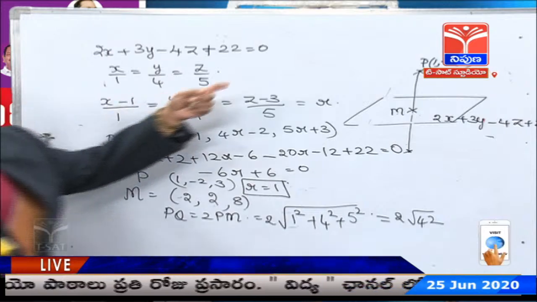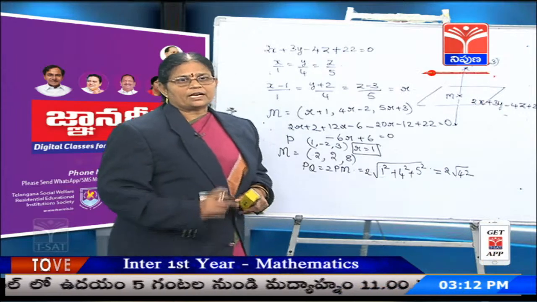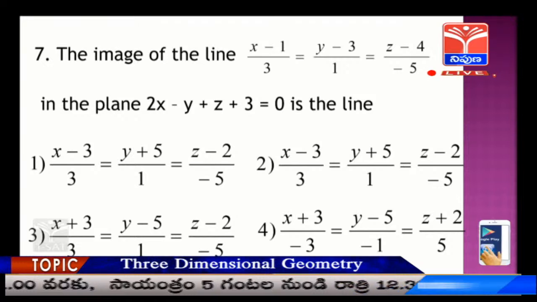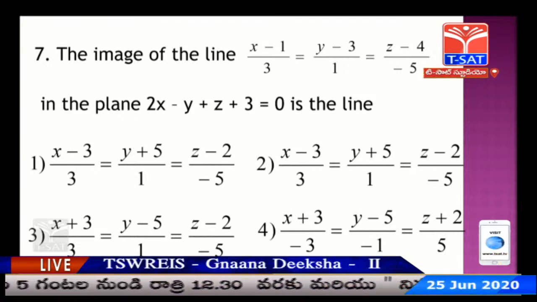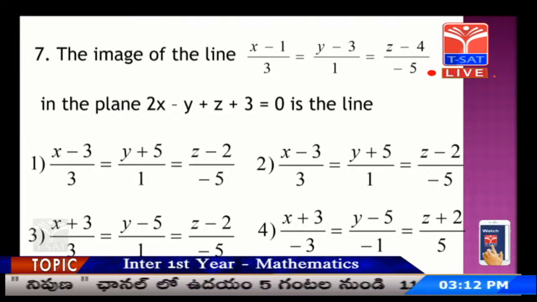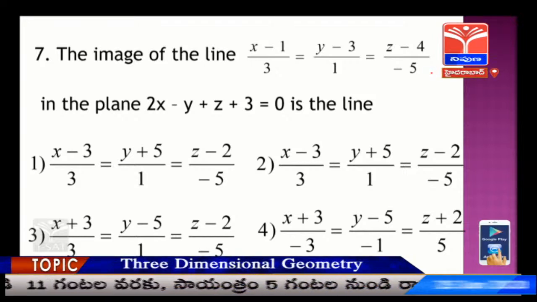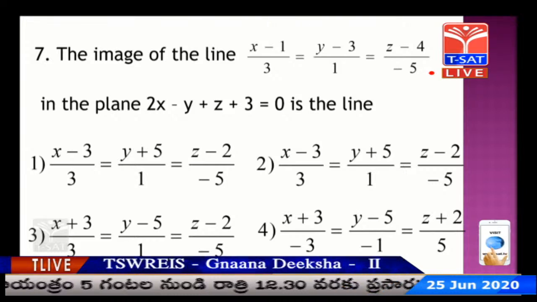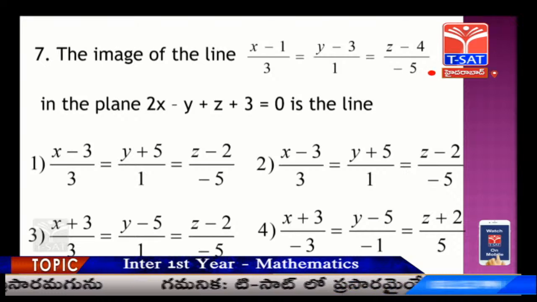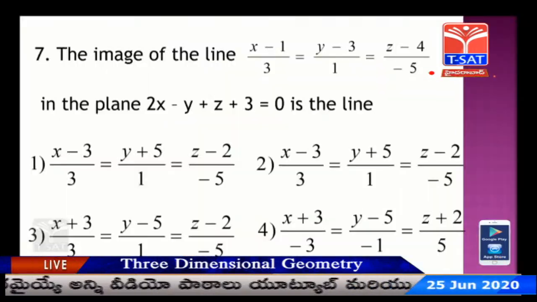So, this is image of a point with respect to a plane. Now, if it is image of the line with respect to a plane, if you are given the line and you want to find the image of the line with respect to the plane, this problem has been asked several times. So, this is your plane, you are having a line here, you want the image of this line with respect to this plane. If you can find out any point on this line, it is enough, you can write the equation of this line.